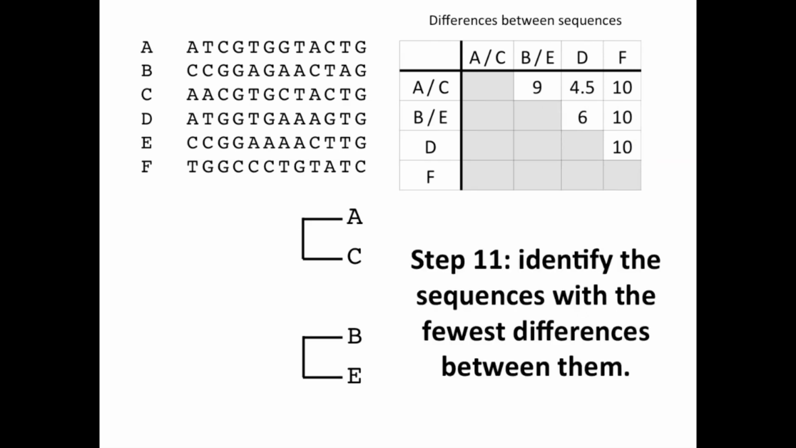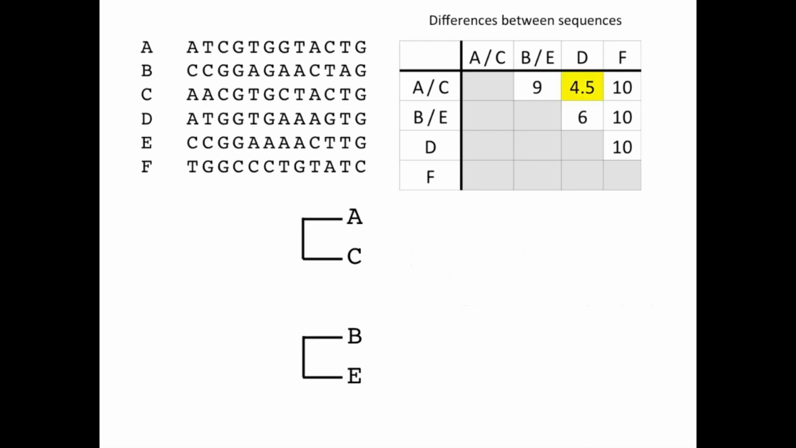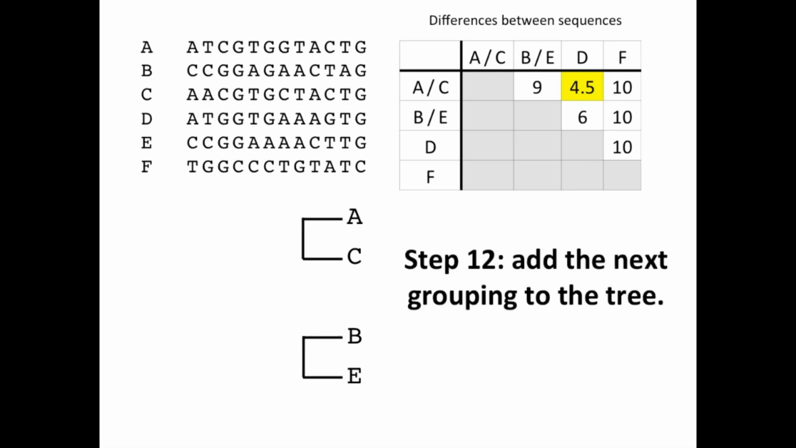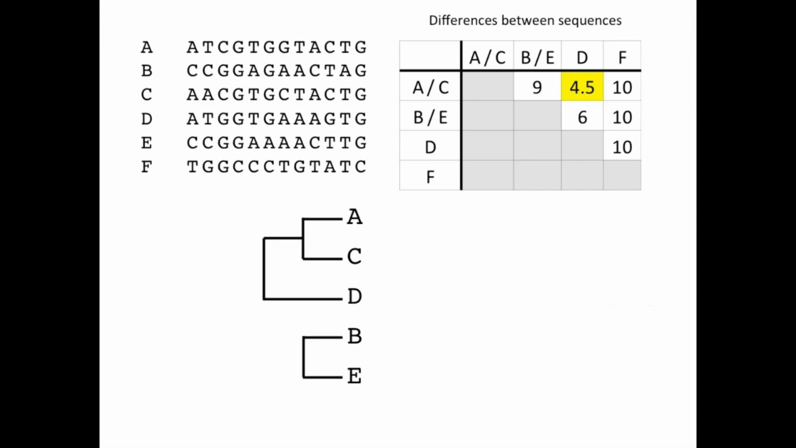This step is to identify the sequences with the fewest differences between them in our new table. We can see that the AC group has only 4.5 differences to D, so this is the next close relationship in our tree. And we can add this next grouping to our tree, like this, with D as the next grouping out from A and C, reflecting the fact that D is more closely related to them than it is to the other sequences we have.